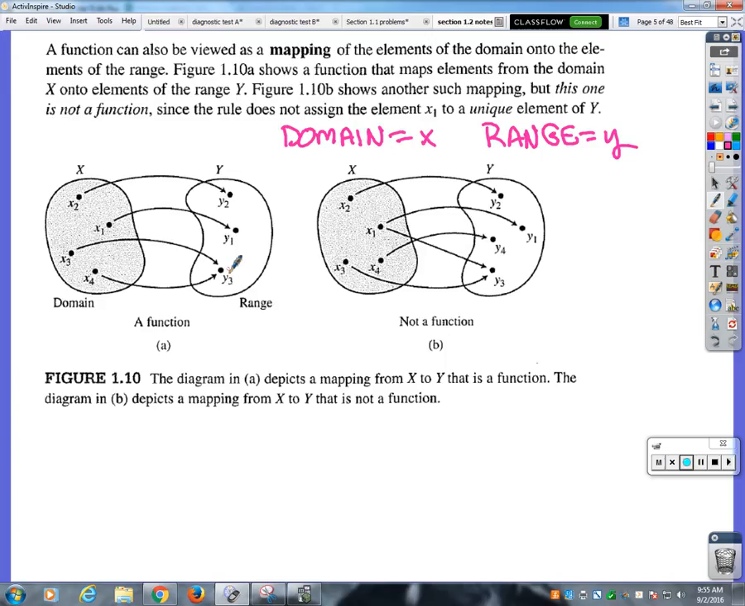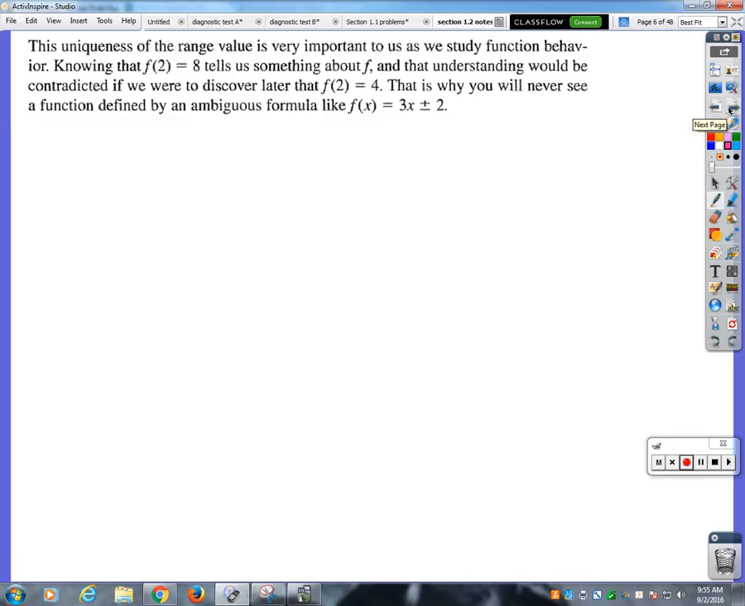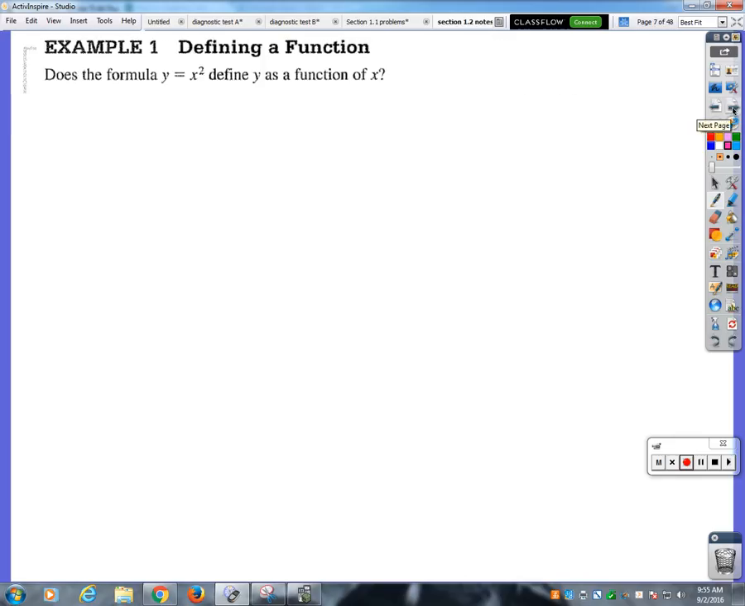What's not okay is this over here. When I put in X1, sometimes I get Y1, and sometimes I get Y3. Okay, so that's what makes this not a function. Okay, and you've heard this all before, right? So does it make sense? Any questions? Yeah?